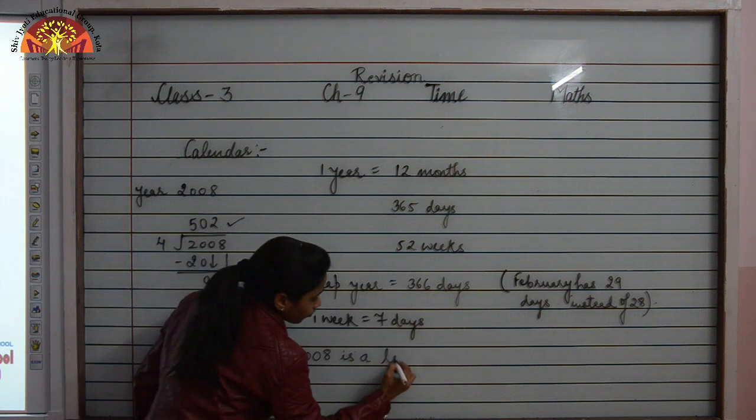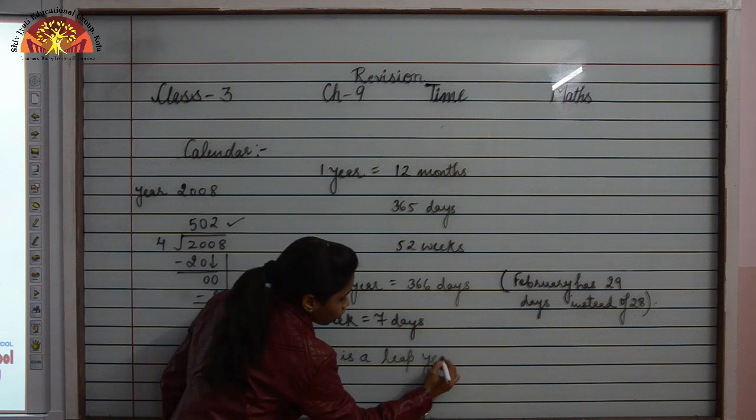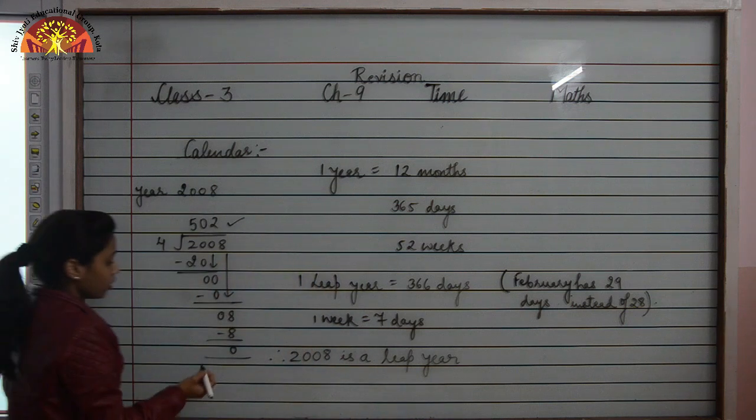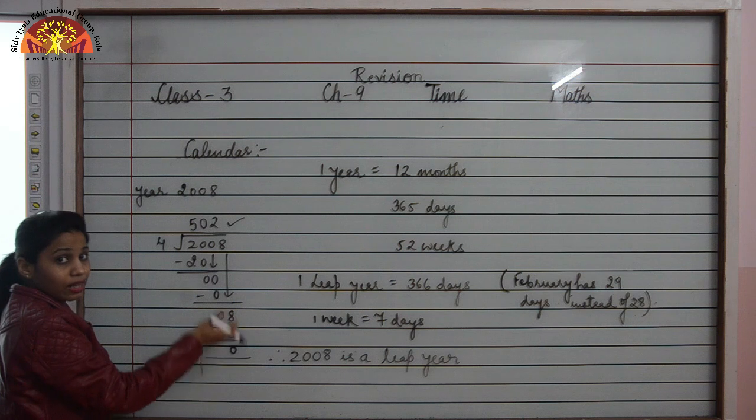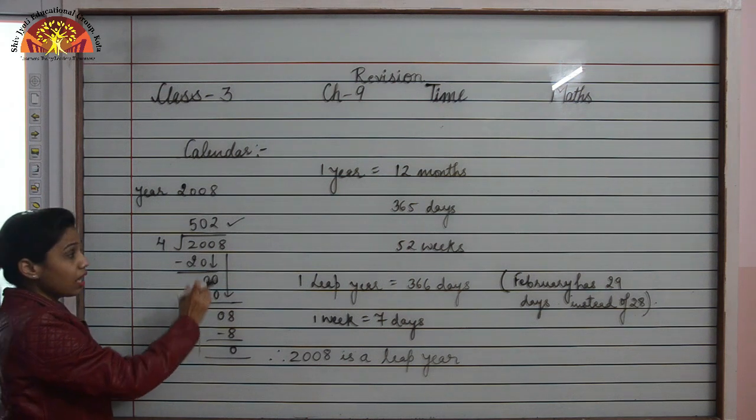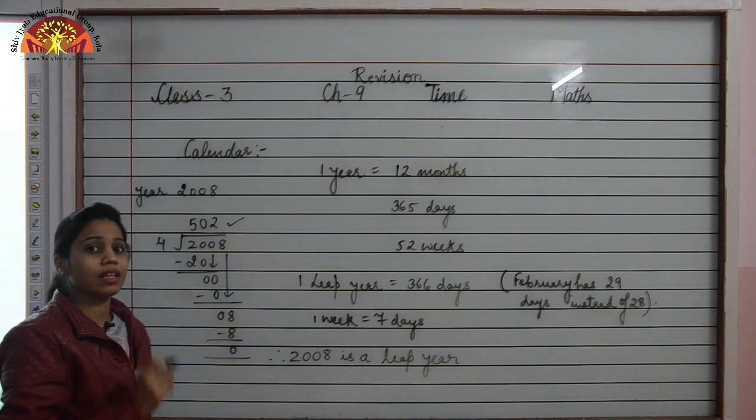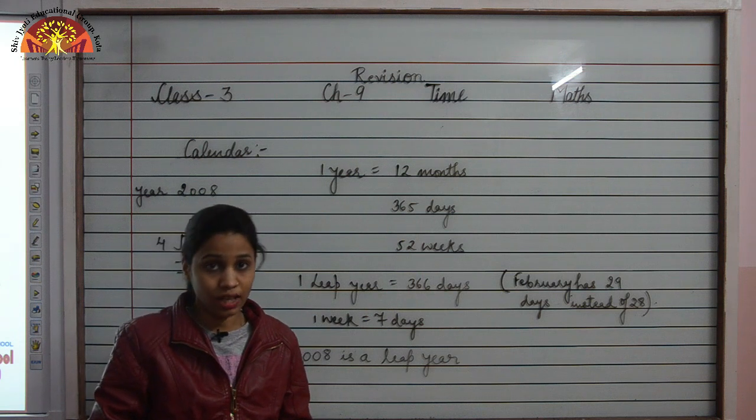So what you have to do? You have to look at the remainder. If the remainder is 0, then that year is considered a leap year, and if the remainder is not 0, then that year is not considered a leap year.